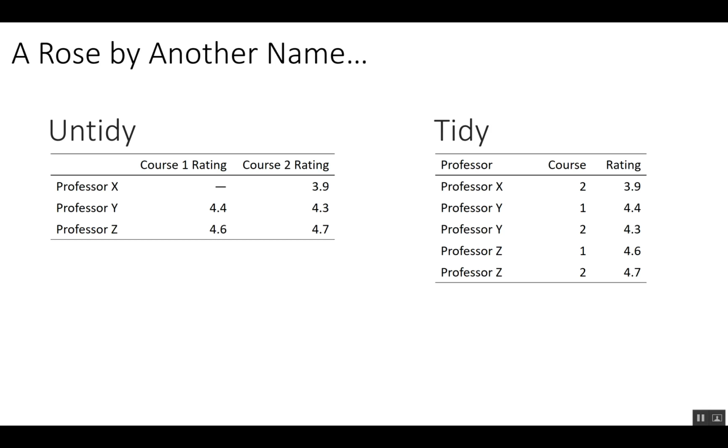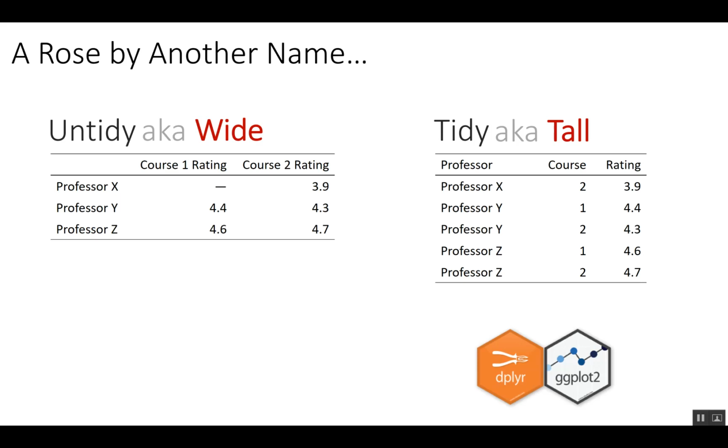And I do want to point out that oftentimes Hadley doesn't use these terms himself. He says they're not precise enough. But oftentimes an untidy data set is known as wide data and tidy data is known as tall data. So I wanted to make that distinction. Oftentimes in analysis you'll hear people talking about wide and tall, and wide is very similar to untidy and tall is very similar to tidy.